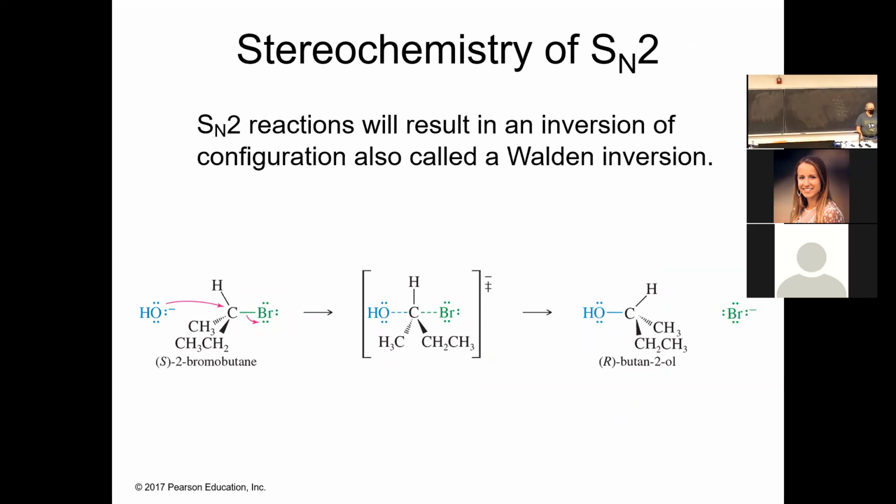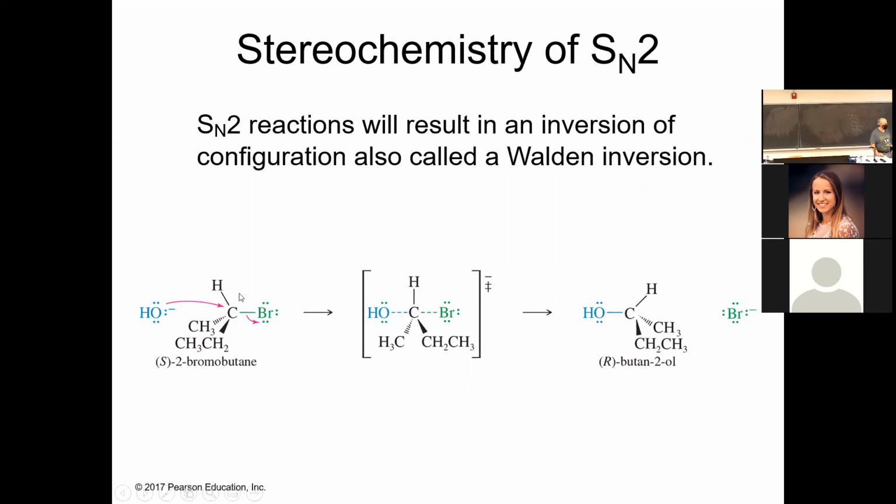There are some definite stereochemical changes in the SN2 reaction. Here we're starting with a chiral substrate. This is S-2-bromobutane. Our nucleophile is hydroxide. And here's the transition state. The bond forming and the bond breaking are 180 degrees apart from each other. And the product here, notice that it is R. So this started out as S, and it's been completely inverted.